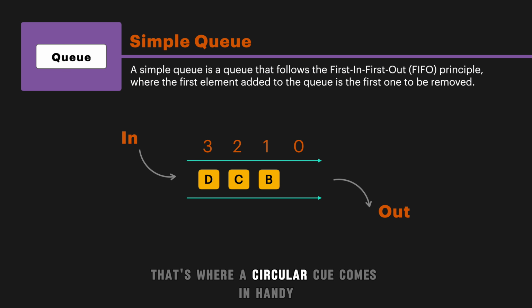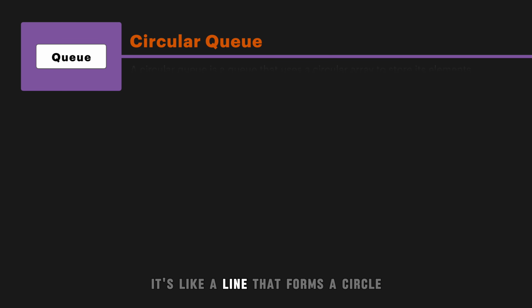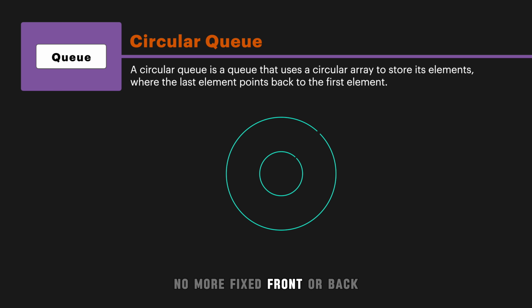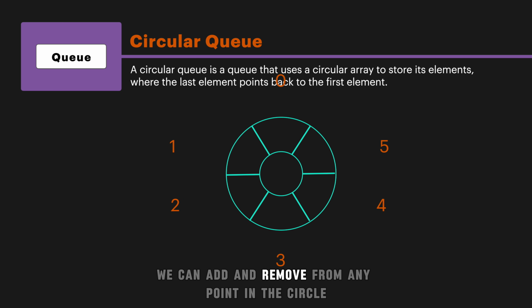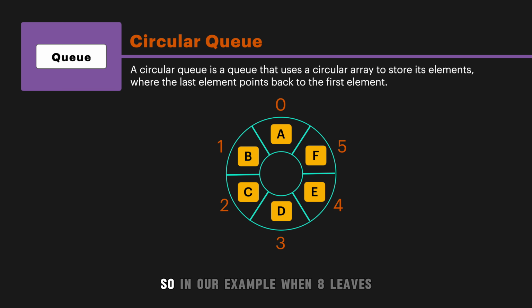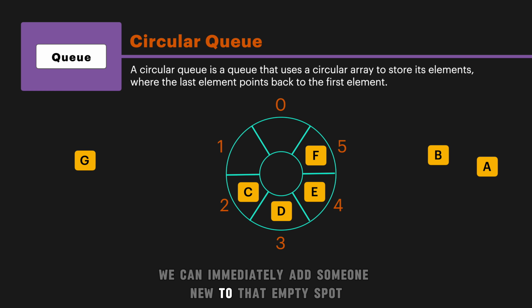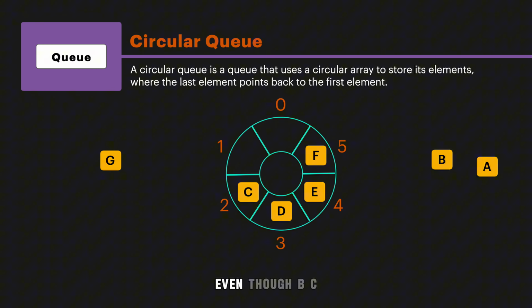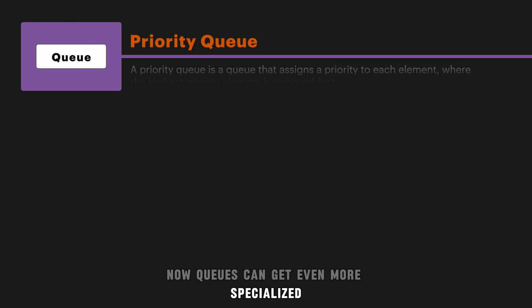That's where a circular queue comes in handy. It's like a line that forms a circle, no more fixed front or back. We can add and remove from any point in the circle. So, in our example, when A leaves, we can immediately add someone new to that empty spot, even though B, C, and D are still in the queue. It's much more efficient. Now, queues can get even more specialized.